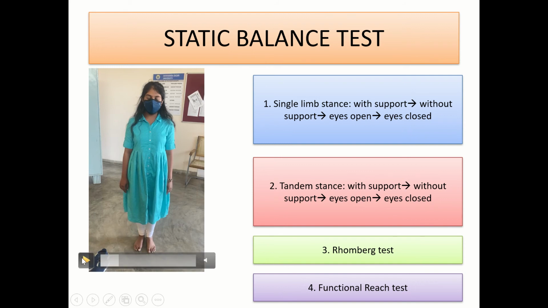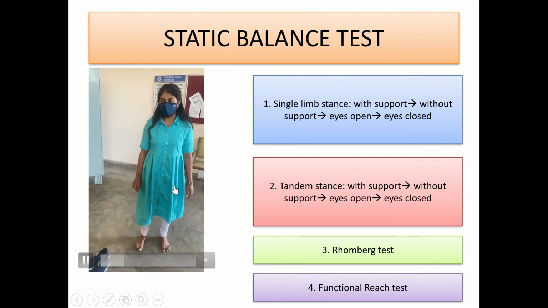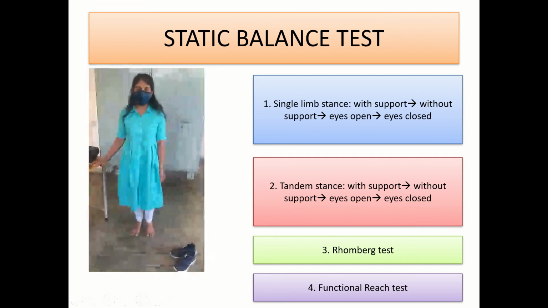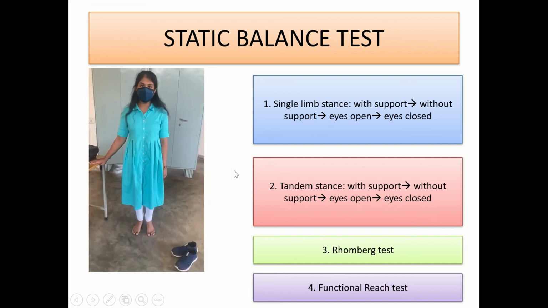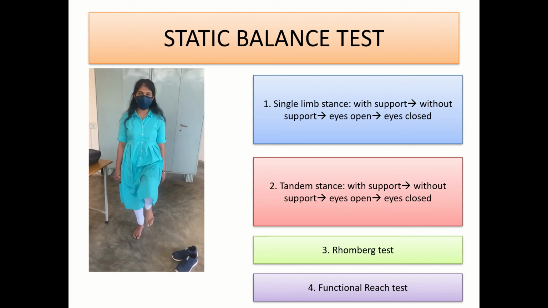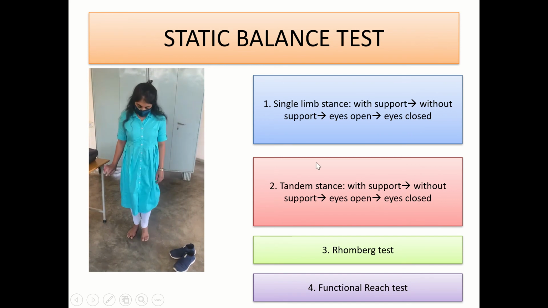Now coming down to the second one, that is tandem stance. Look at the video. Again, it is divided into four types. She is doing eyes closed, single limb stance. With the support, single limb stance. She's holding a table, and with support she's doing single limb stance, and without support, single limb stance. This is without support. This is how the progression should be: with support, without support, eyes open and eyes closed.